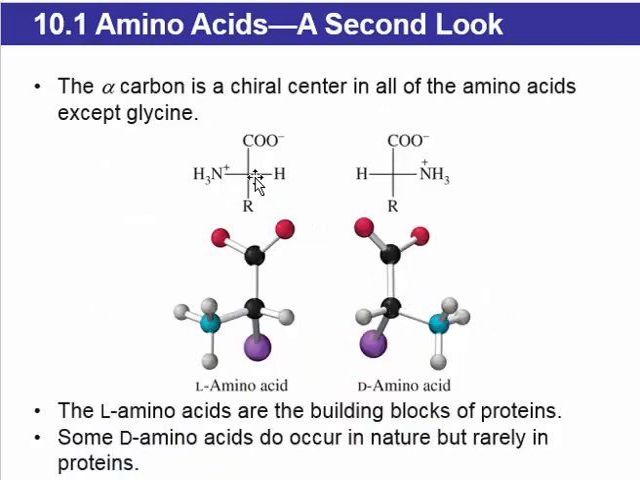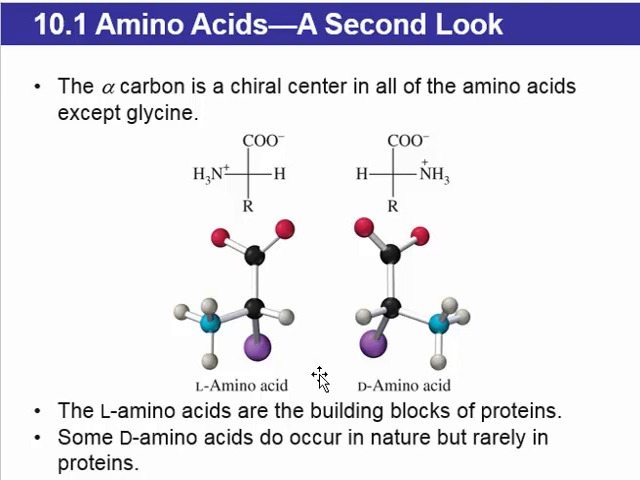You may have noticed that the alpha carbon has 4 different groups bonded to it, which means it is chiral. Glycine, however, has a side group of hydrogen. So glycine is the one amino acid that does not have a chiral center. Except for glycine, all amino acids have at least one chiral center. So we know that chiral carbons have enantiomers, which are non-superimposable mirror images of one another.